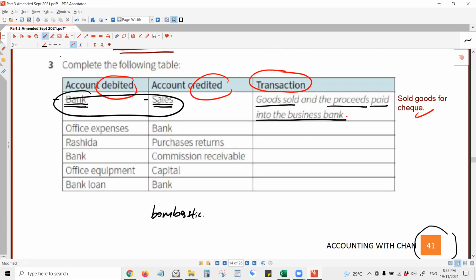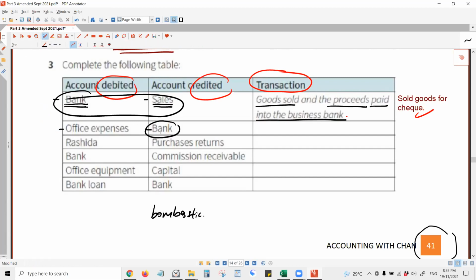Okay, now let's do the next one. Office expenses. Earlier, I explained office expenses. Office expenses could refer to stationery, papers, these are expenses. Office expenses are not office equipment. They cannot refer to computers, printers. Computers, printers, all those are office equipment, but office expenses are not.